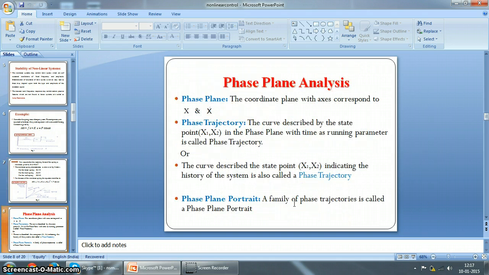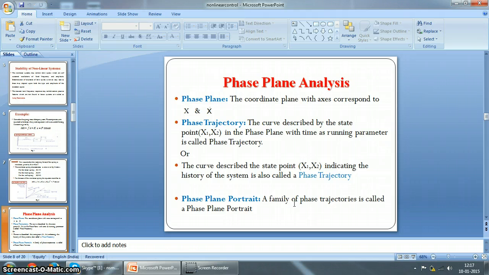The main stability methods of nonlinear control systems are phase plane analysis and the describing function approach. In the phase plane analysis, we will construct a number of phase trajectories from the family of phase trajectories, which are also called the phase portrait. We will decide whether the system is stable or unstable. Here, for each and every initial condition, there is a phase trajectory. Based on the number of initial conditions, a number of phase trajectories can be constructed, and from the concept of equilibrium, we can decide whether the system is stable or unstable.